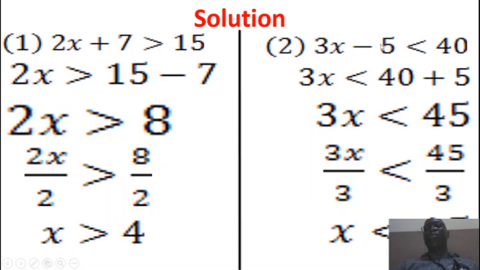What do we do? The opposite of minus 5 is plus 5. So we add 5 to both sides to get 3x to be less than 40 plus 5, showing that 3x is less than 45. How do we handle this? We divide both sides by 3 to get x to be less than 15.